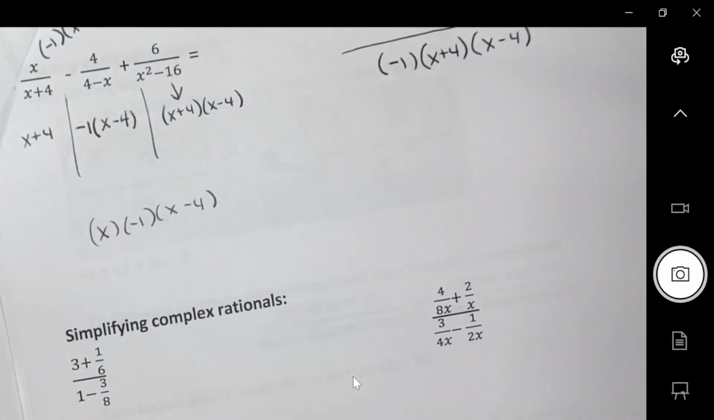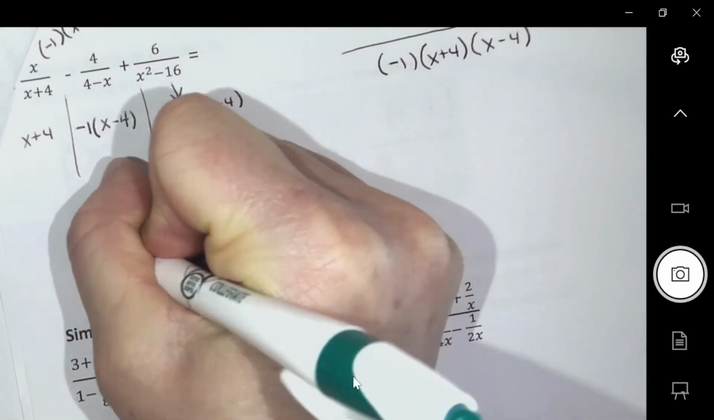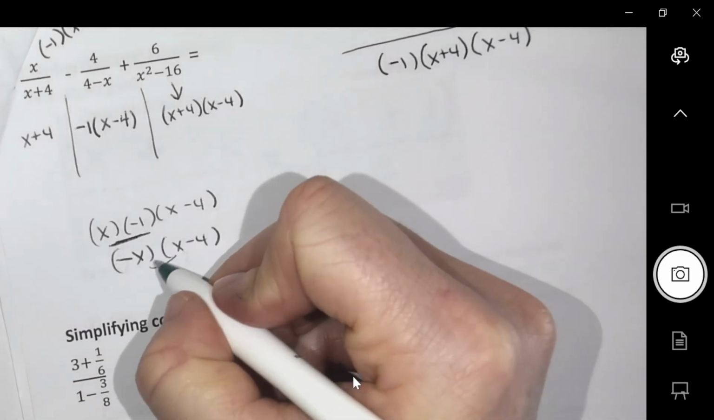Okay, I want to think about what happens here in math. When you have 3 things being multiplied, pick 2 things to multiply first. Which ones do you want to pick? X and negative 1, sure, it doesn't matter. So that would become negative x. Okay. Pick 2 things first. Be done. Rewrite it. Now you can multiply to the 3rd thing.